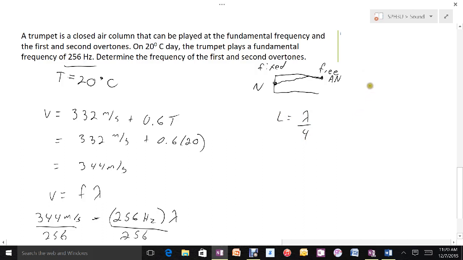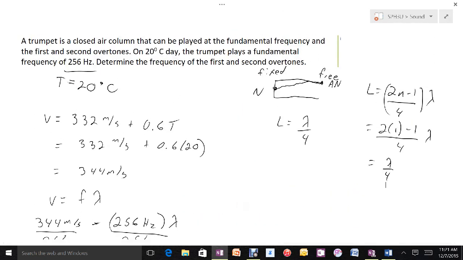The equation that we could have used here is that L is equal to (2n minus 1) over 4 lambda, and then recognizing that we're looking for the simplest pattern with n equals 1, the equation is 2 minus 1, which is just 1 over 4, or lambda over 4. So I have my lambda, it was 1.34. So I got 0.336 meters as the length of my instrument.